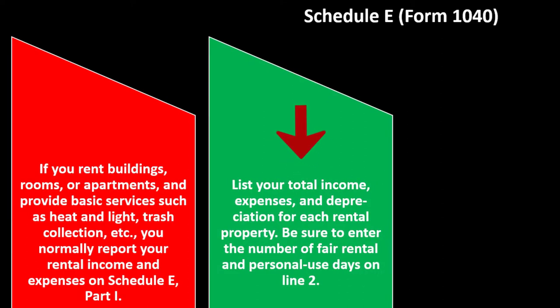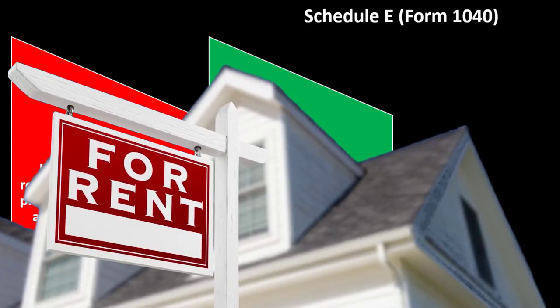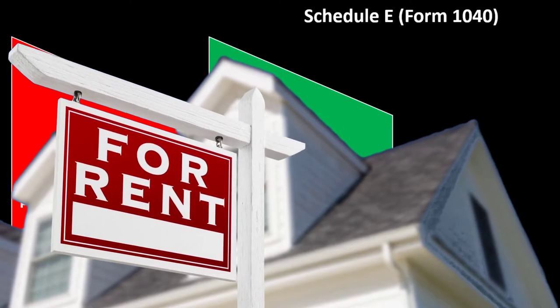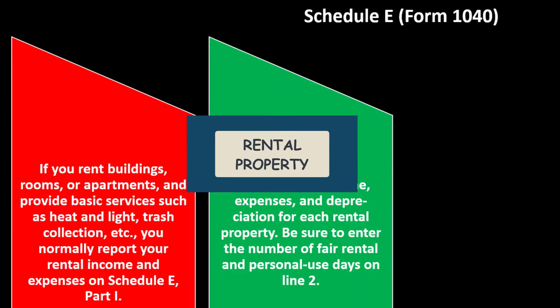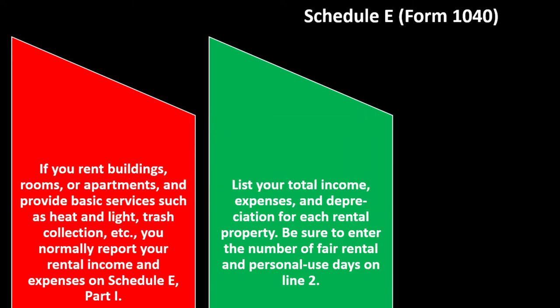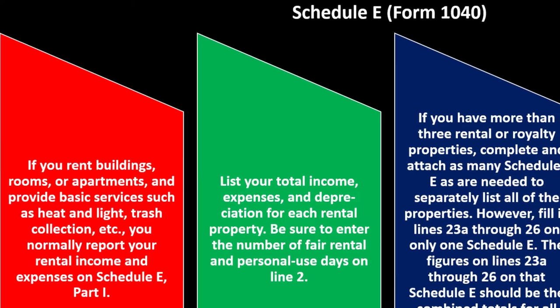List your total income, expenses, and depreciation for each rental property, basically the income statement. Be sure to enter the number of fair rental and personal use days on line 2. So that's going to help to determine whether it's a full-time rental property, or how long it was a rental property. If you used it for personal use, then it gets a little bit more confusing for the allocation between rental and personal use.